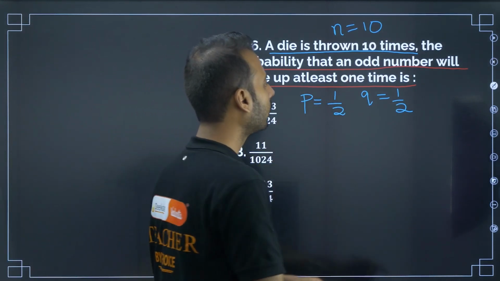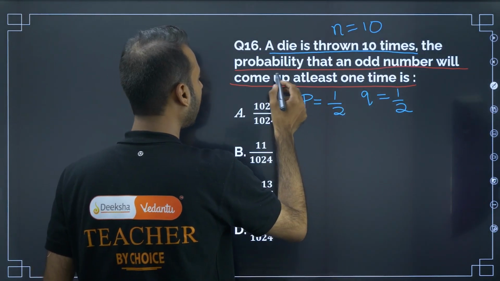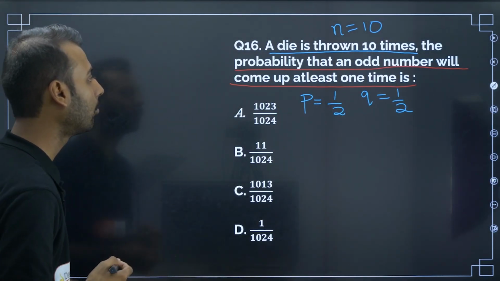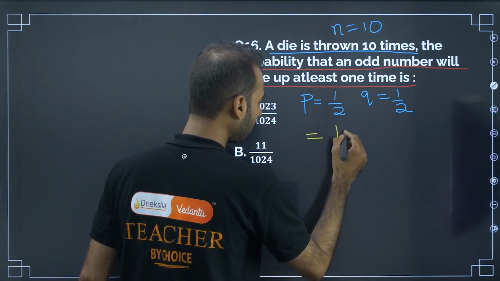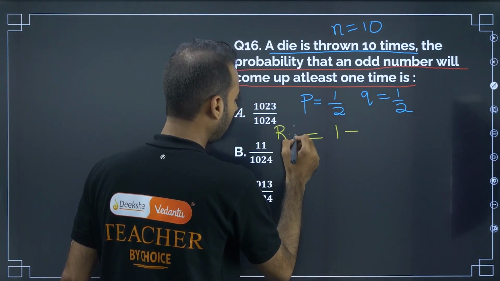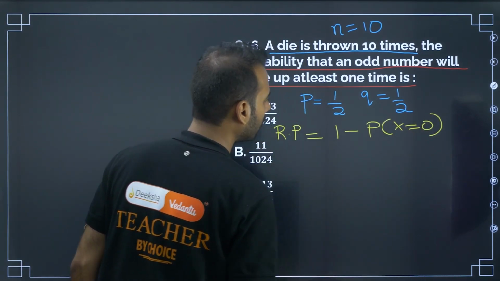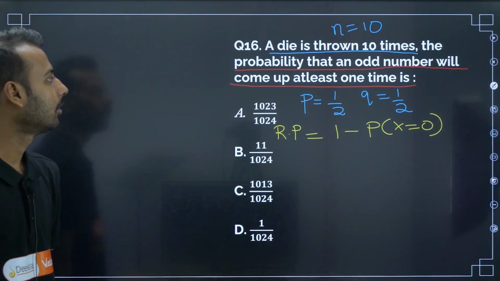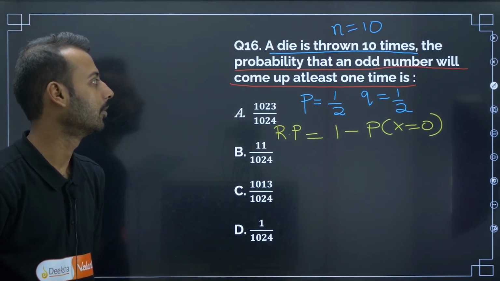At least one time. Now if you go through this, the probability that an odd number will come up at least once, at least once means the required probability is equal to 1 minus probability of x is equal to 0.